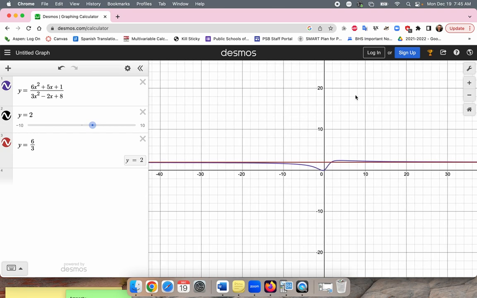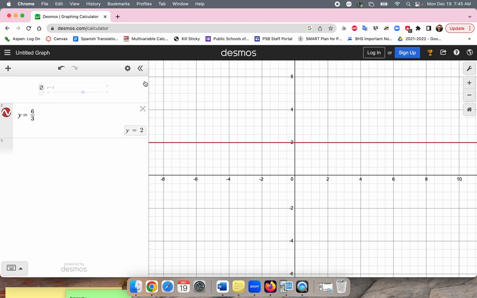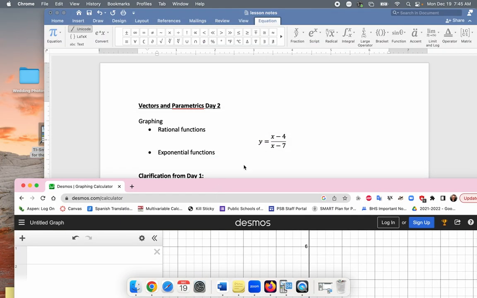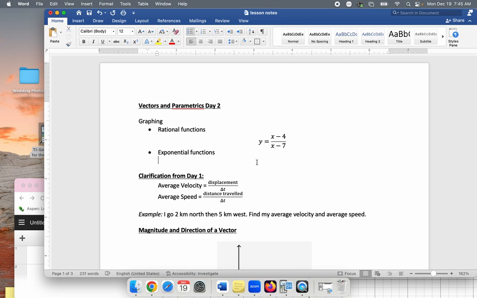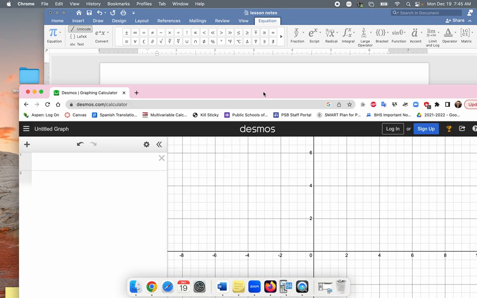So that's a bit about rational functions. The other kind of function that I want to talk about very briefly was exponential functions. So exponential functions, of course, are basically functions where the variable is in the exponent, something like this, y equals 2 to the x, or y equals e to the x or something like that.